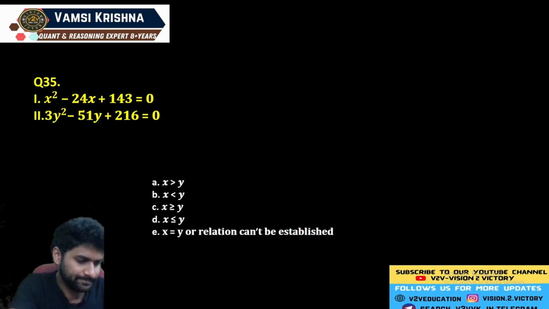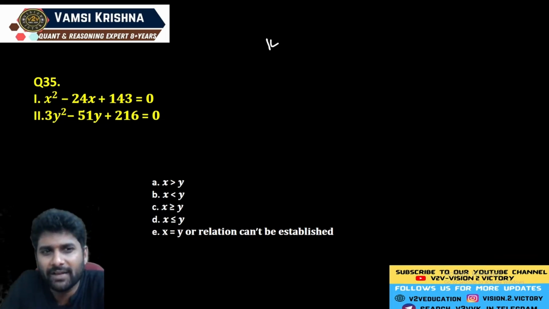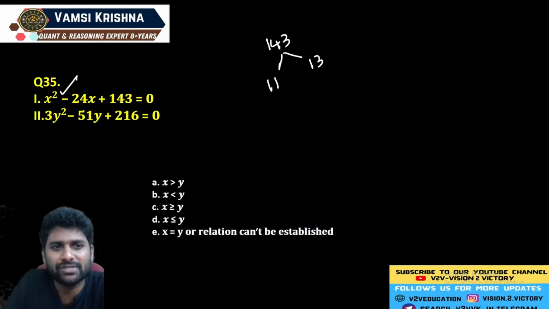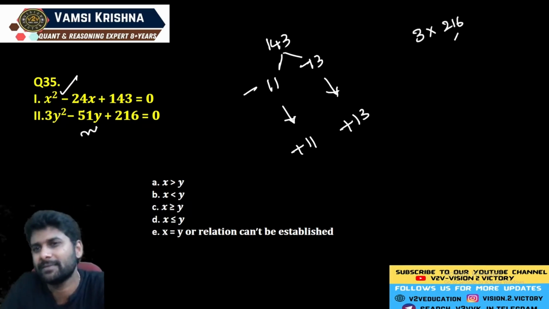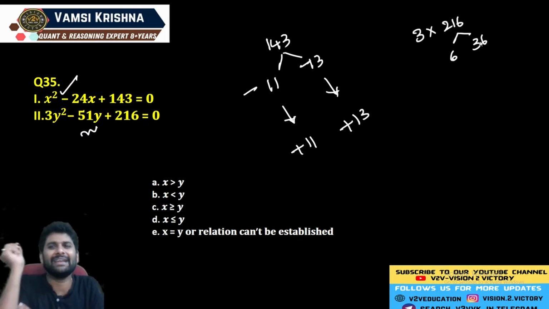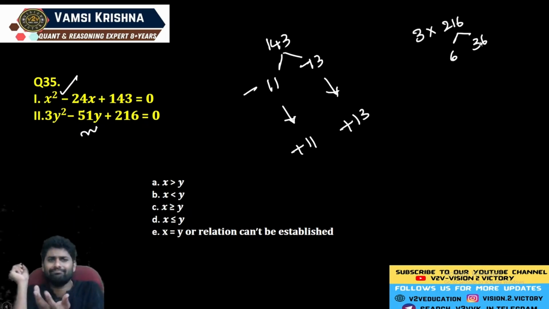Next. So 143. You already know that it's 11 and 13. We need a negative symbol. Both are negative. So the final factors should be plus 11 and plus 13. Now we have the values 3 and 216. So we want 51. Go through that. See, it's 6 and 36, right? So 6 threes are 18. 18 and 36. It should be more than 51.